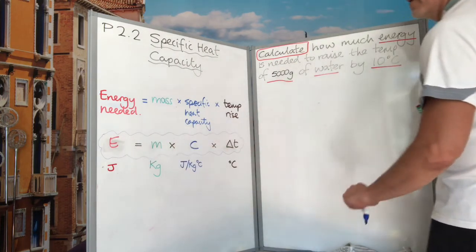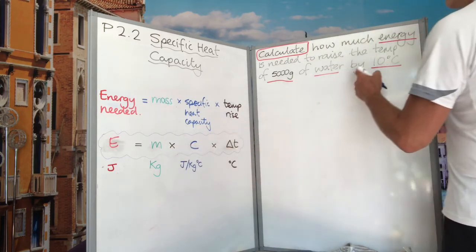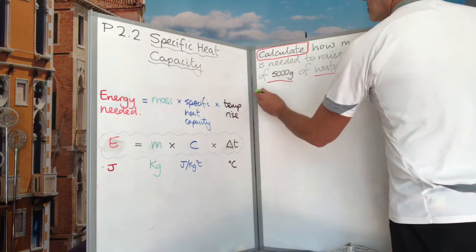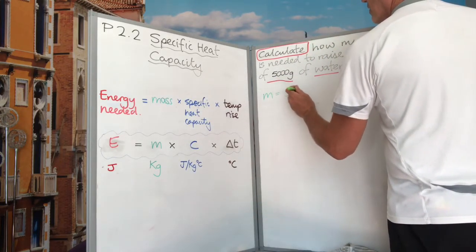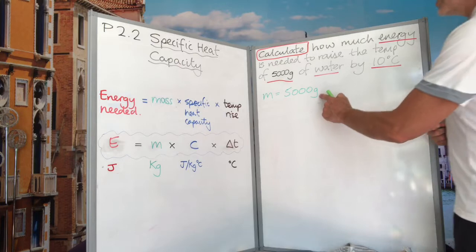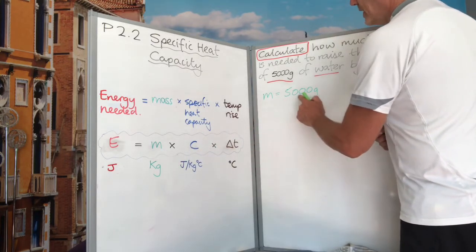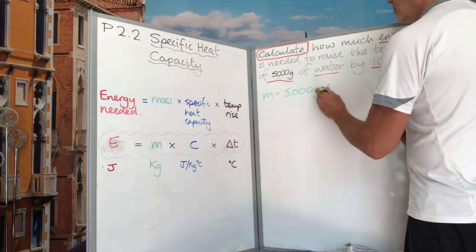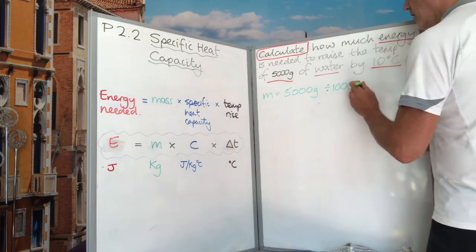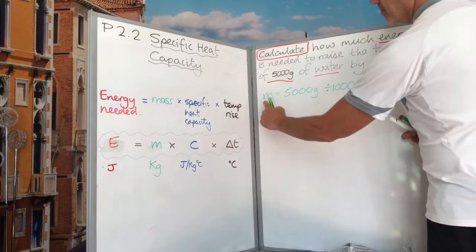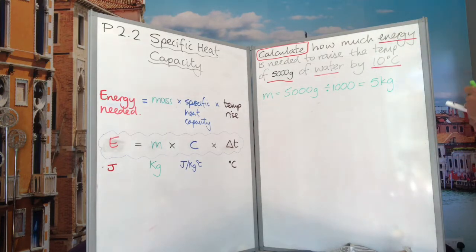E is what we're trying to find. M, the mass, we keep the same colour system. Mass equals 5,000 grams. Now if we look at the units here, grams and kilograms, we need to convert this into kilograms. And we do that by dividing by 1,000, which gives us 5 kilograms. Okay, so the mass is 5 kilograms. We've converted our units. We now know the numbers are correct.